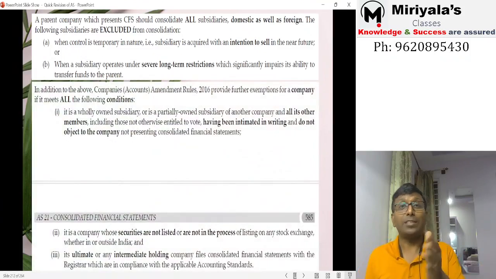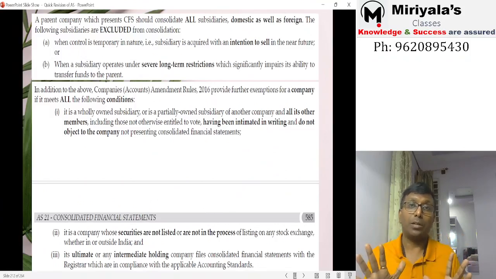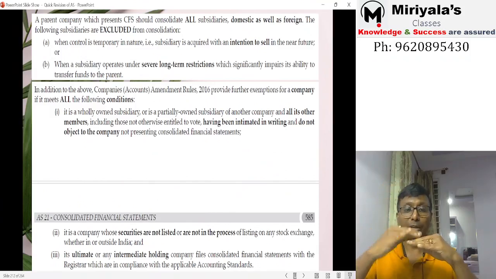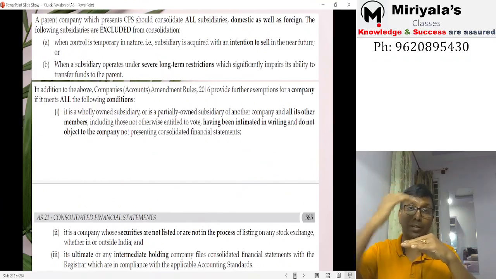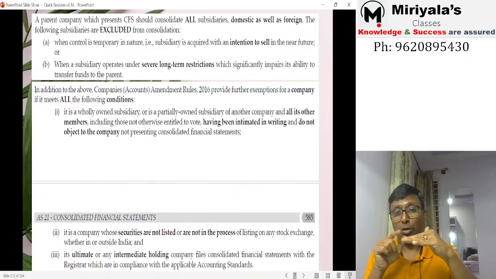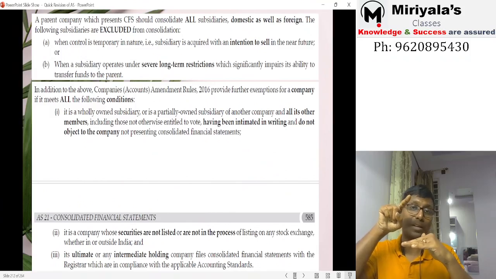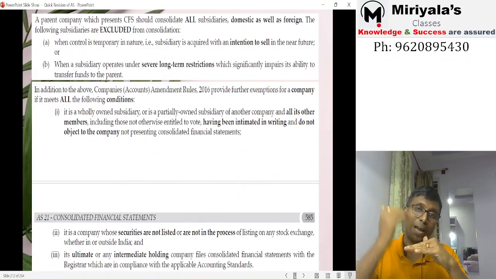This is as per the MCA rule, as I was telling. Under these circumstances, you don't need to consolidate. First, consider a situation where I am the holding company, and I have one more parent company below me, a subsidiary company. So I am supposed to prepare consolidated financial statements, and my subsidiary company also should prepare consolidated financial statements. For the top company, there is no exemption. You have to mandatorily prepare consolidated financial statements.